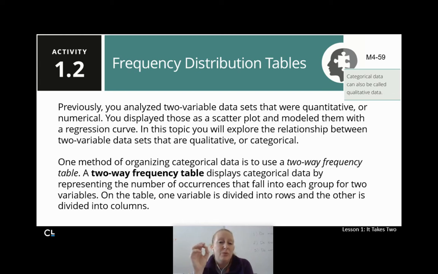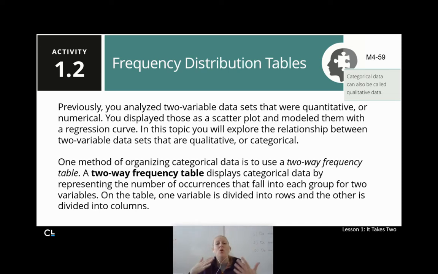A two-way frequency table displays categorical data by representing the number of occurrences that fall into each group. So we have two variables, we have all of our options, and then we just say, okay, this is how many were in this group, this is how many were in that group. Because again, categorical data is groups. So a two-way frequency table displays our categorical data by telling us how many are in each group, okay?